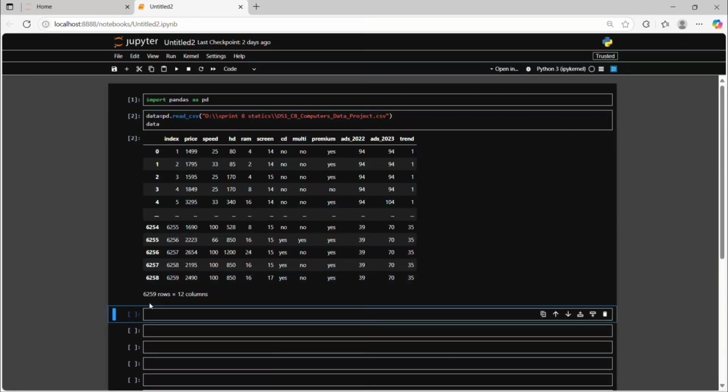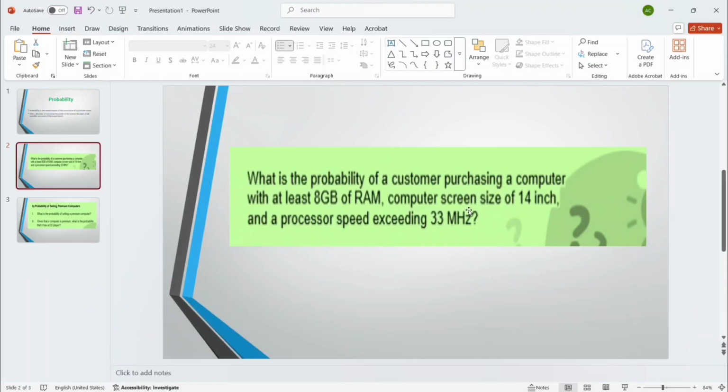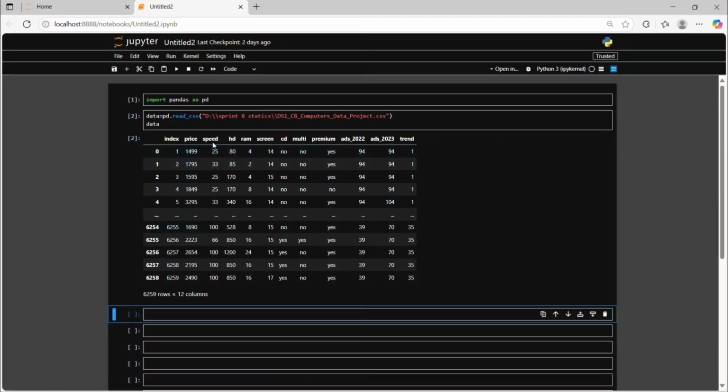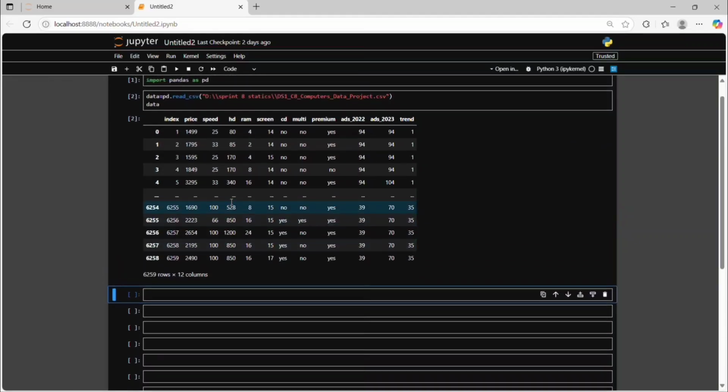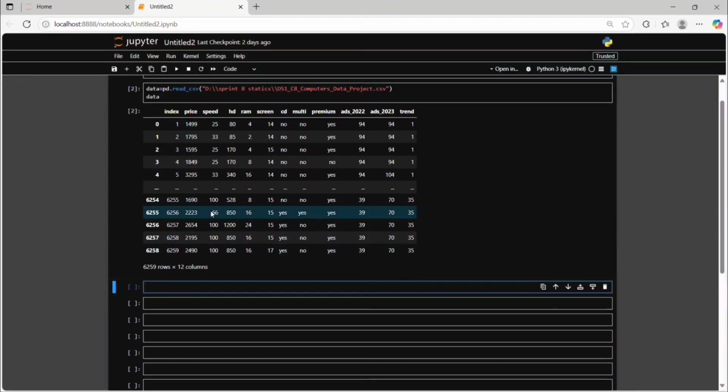So it's basically the data. As you can see here, 6,000 something rows and 12 columns are available. But in the data, what we need is basically RAM, computer screen, and processor speed. As you can see, processor speed here, RAM here, and computer screen here. So firstly we filter out the data that have those features. For filtering, I use this.